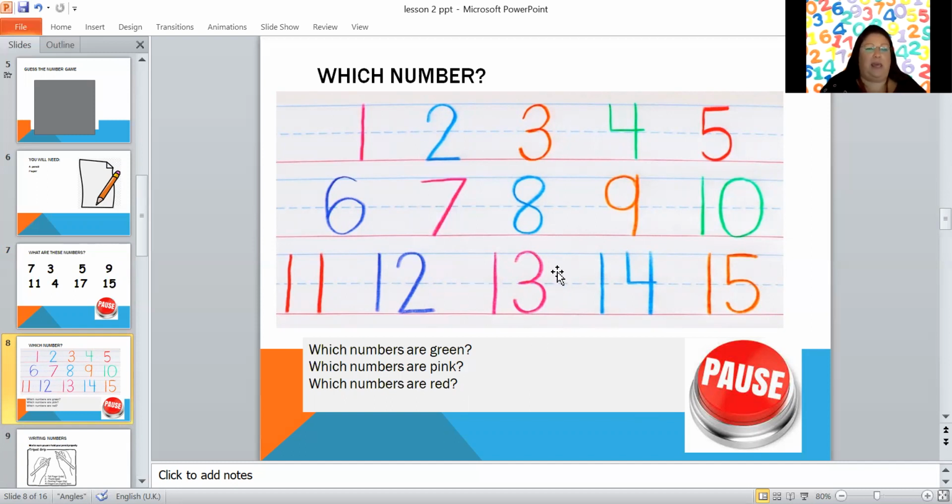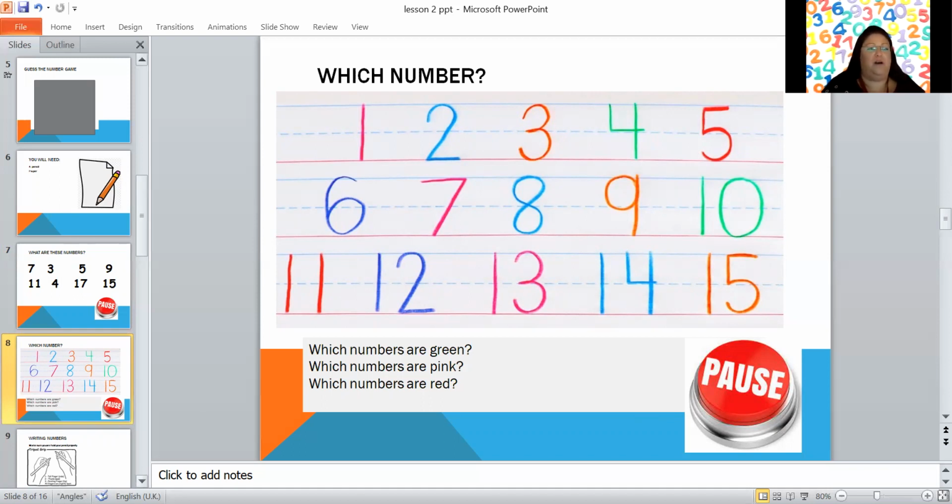And finally, which numbers are red? Now, you've got to look carefully because some are orange and they look a bit red. That's right, there are 2 red numbers, aren't there? There's the number 1 and 1 together. What number does that make? That's the number 11. And then right over in the opposite corner is the number 5.